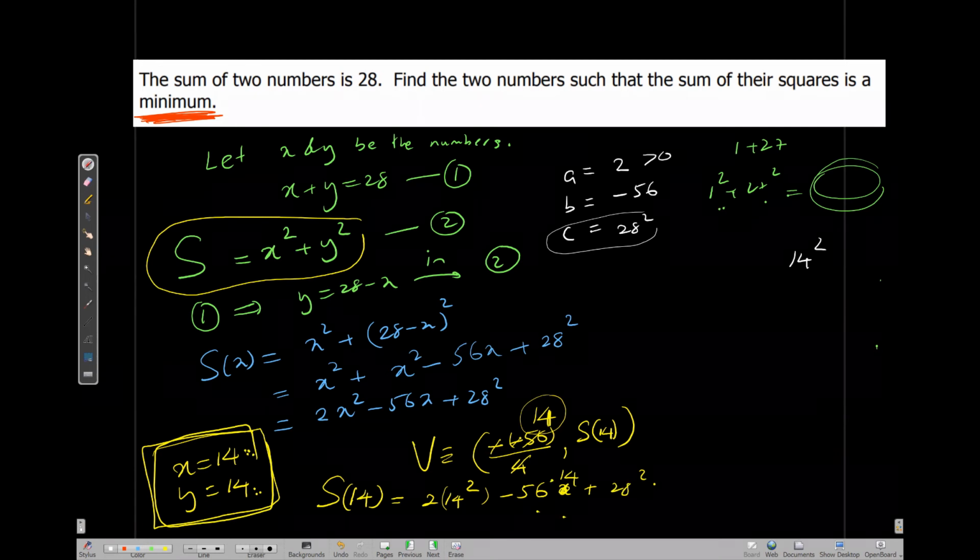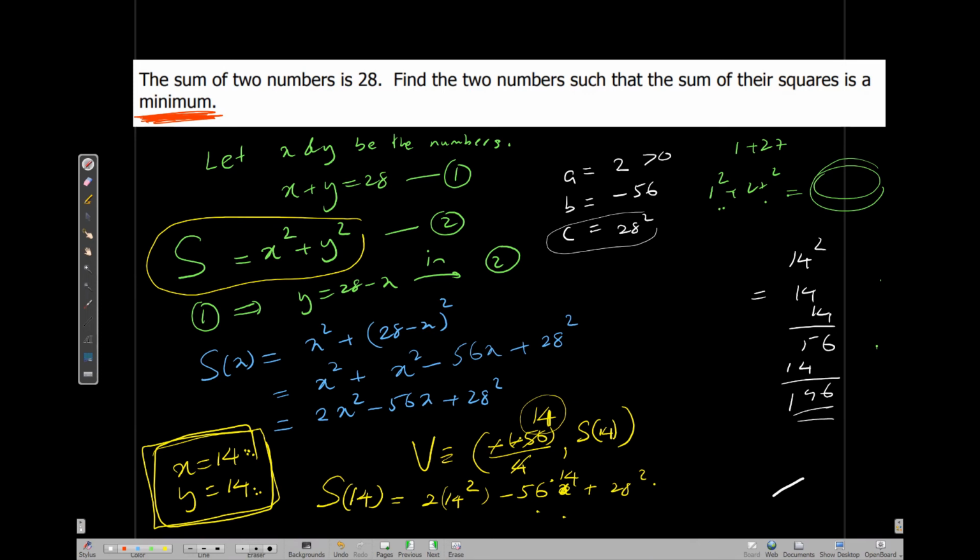14 squared. This is the thing that you just need to find. So 14 into 14, you can simply multiply: 196. And there are other ways of finding 14 squared. You can even do it in your mind. I'll teach you, but let's finish this first.